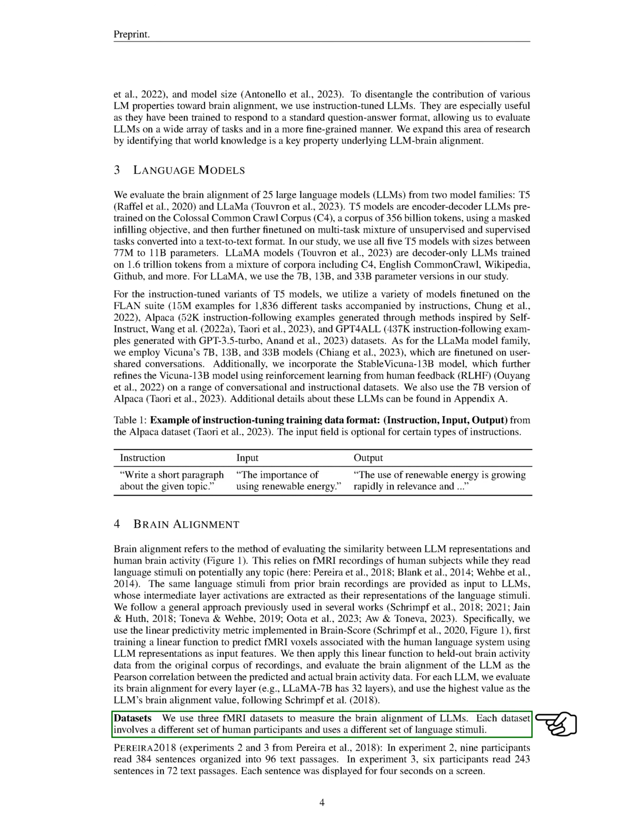We use 3 different fMRI datasets to measure the brain alignment of the LLMs. These datasets involve different sets of human participants and use different sets of language stimuli.